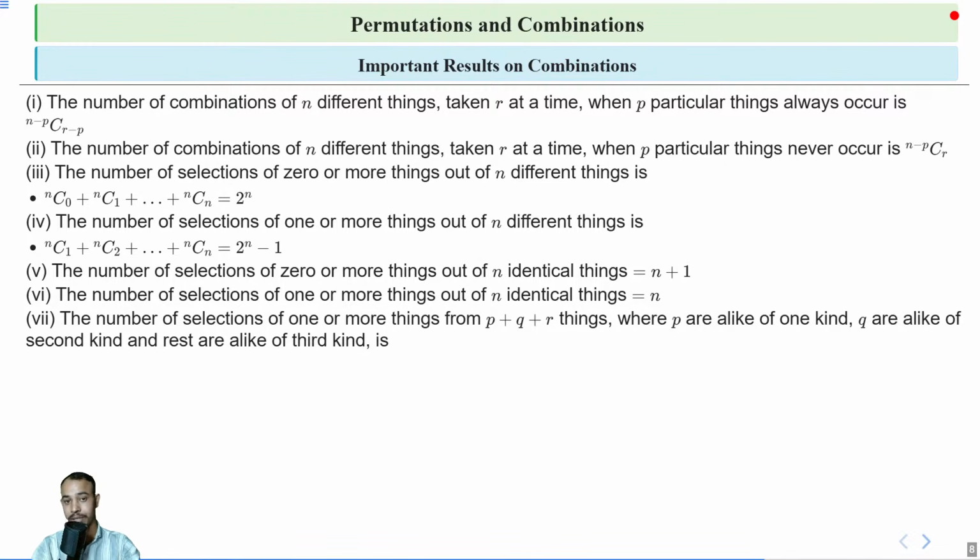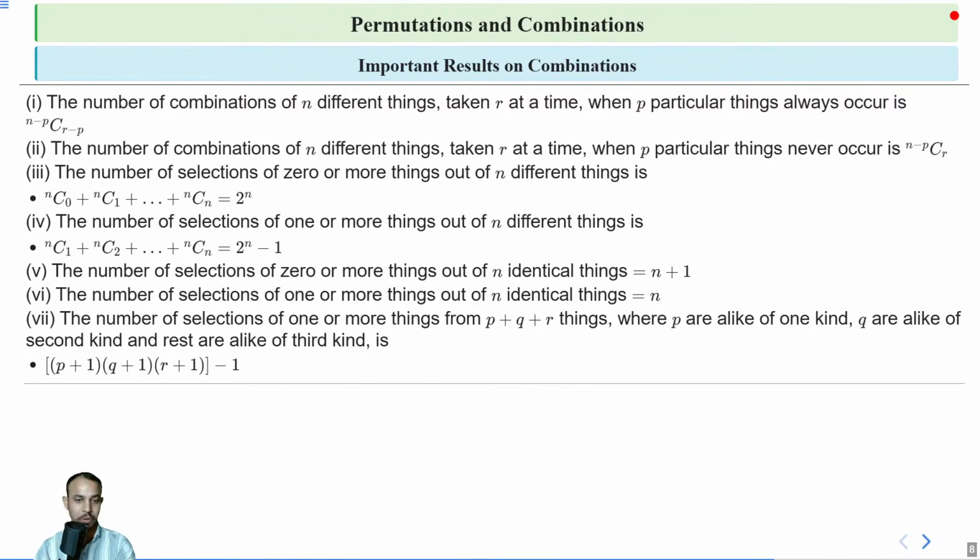So now you just multiply them, and here you have to subtract 1, because you are finding the number of selections of one or more things. So you have to subtract the selection where we select nothing. So the number of selections of one or more things from p plus q plus r things, where p are alike of one kind, q are alike of the second kind, and the rest are alike of the third kind, is p plus 1 times q plus 1 times r plus 1 minus 1.